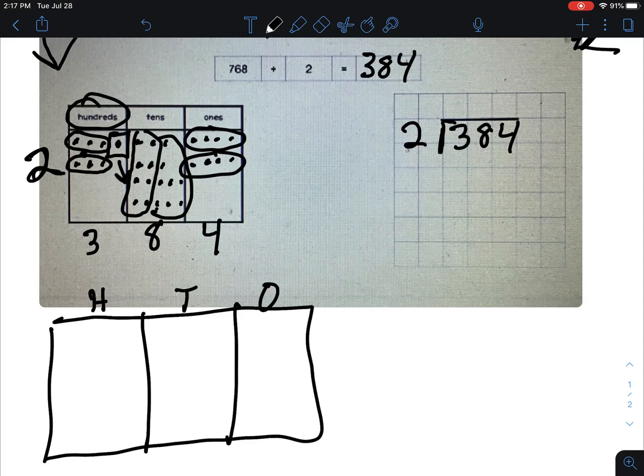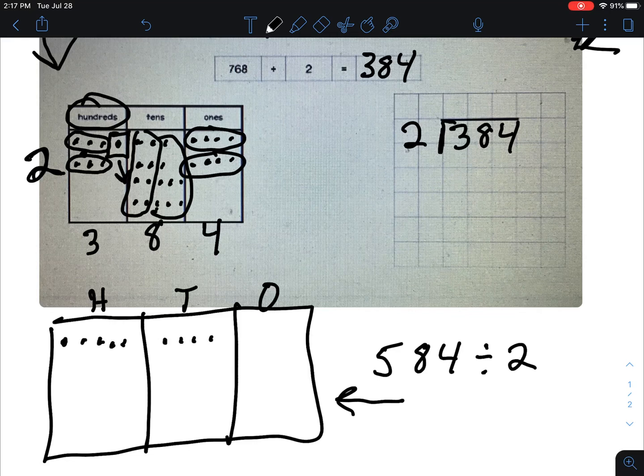You can abbreviate and do 1s, 10s, 100s. And I want you to solve, I'll give you one that's not too crazy. I'll give you one dividing by 2 also. So let's do 584 divided by 2. Solve that using a place value chart and discs.